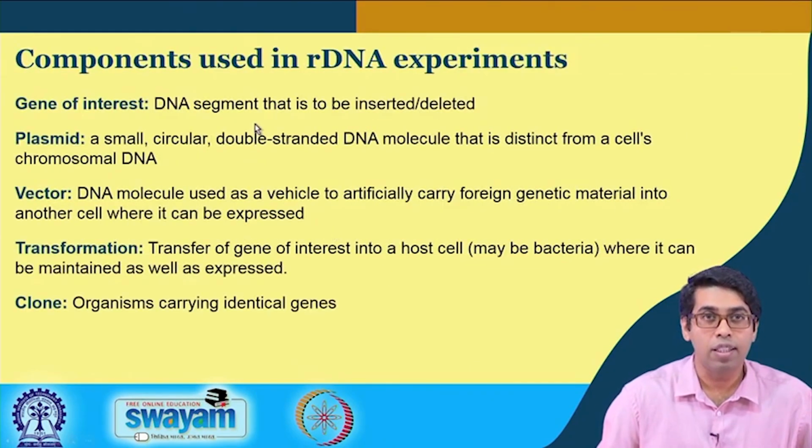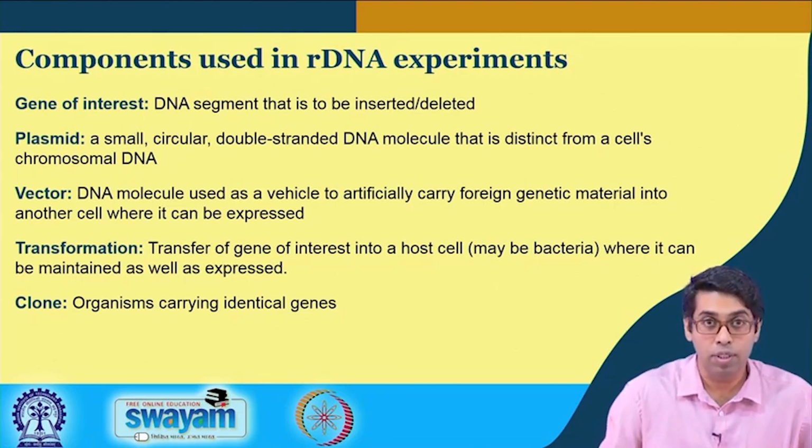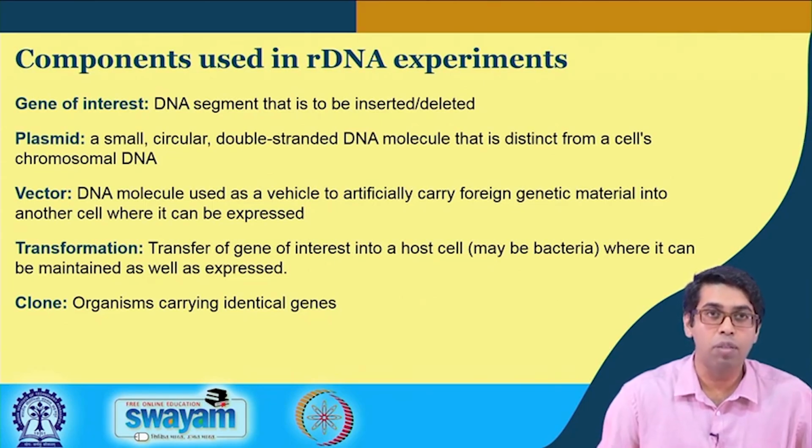Here are the components that are used in a typical recombinant DNA experiment. The first one is the gene of interest. This is the gene which encodes a particular protein that we are interested in. Suppose you want to characterize a particular protein, as we talked about in one of the previous lectures, and you want to recombinantly express it and purify it. The gene for that particular protein is the gene of interest.